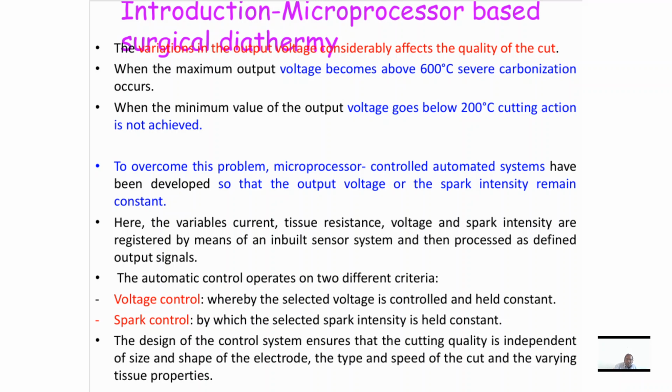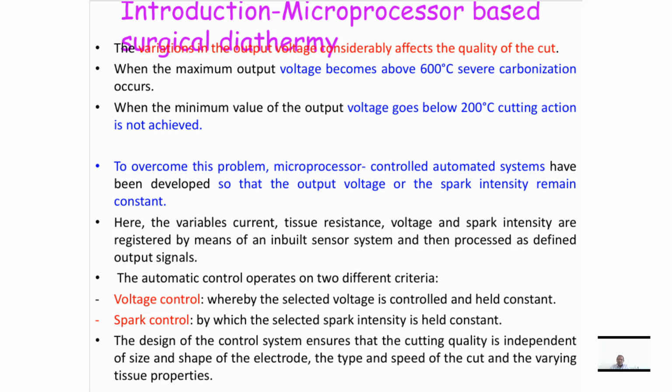When the maximum output voltage goes above about 600 degrees centigrade, severe carbonization occurs. Generally, diathermy is used for cutting, coagulation and fulguration. Variations in the output voltage considerably affect the quality of the cutting. We should not go above 600 degrees centigrade because the tissue will be carbonized.